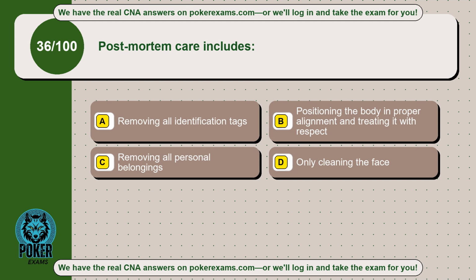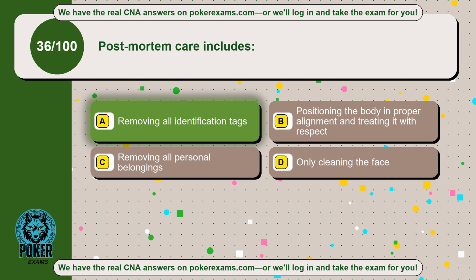Question 36. Post-mortem care includes Option A, removing all identification tags. Option B, positioning the body in proper alignment and treating it with respect. Option C, removing all personal belongings. Option D, only cleaning the face. The correct answer is option A.